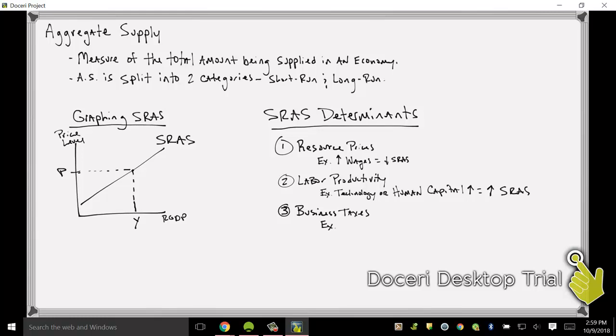So let's say in our example, we lower business taxes. That means that our businesses have more money available because they're paying less to the government. Therefore, those businesses are going to be able to increase their production, shifting the SRAS to the right. And our last determinant is going to be any natural disaster.